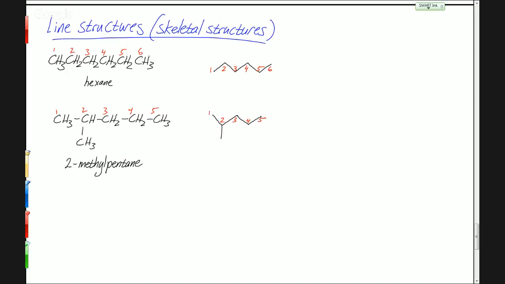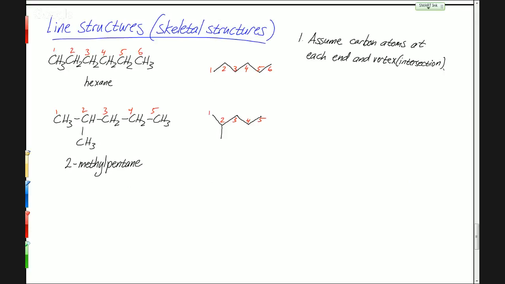If we want to talk about how you officially draw these things, we're going to assume carbon atoms at each end and vertex, vertex being like an intersection of 2 lines. So where 2 lines come together, or the bumps, that's where we're assuming that there are carbon atoms. So we're going to get rid of the carbon atoms within there.